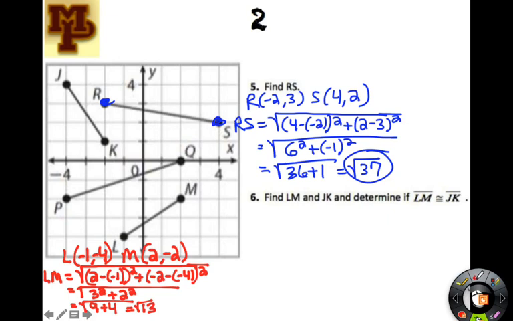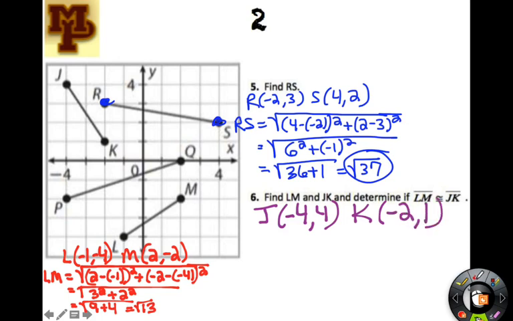So the other one is JK. For JK, we're going to need some coordinates here. So let's see. For J, the coordinates are, looks like -4, 4. So -4, 4. And K looks like it's -2, 1.